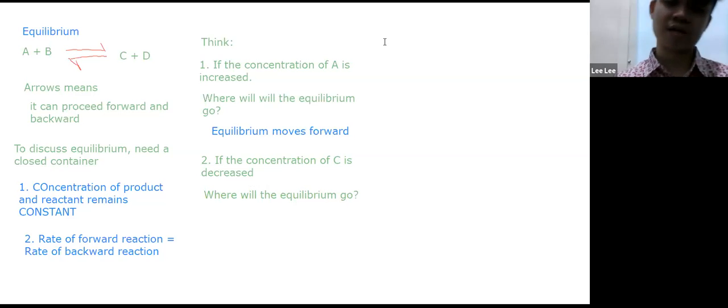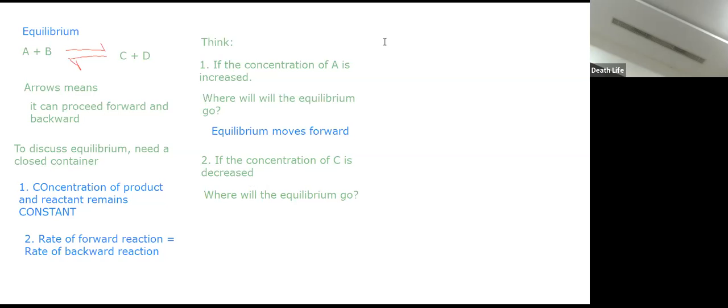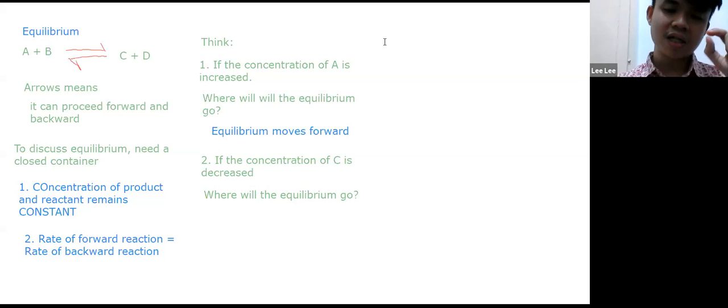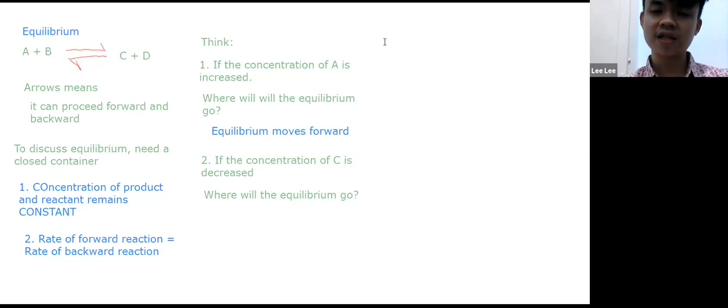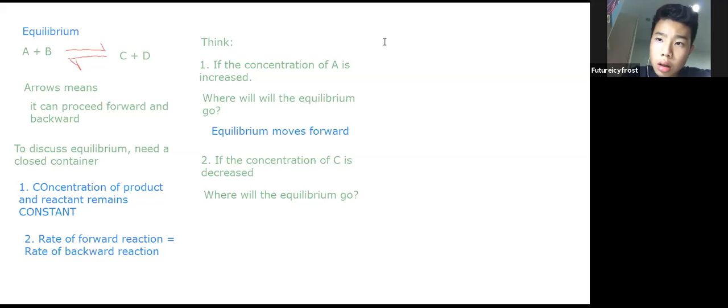Okay, now go to number 2 first. If you reduce the concentration of C, can you expect C and D to react to give you more A and B? No. Because you decrease the concentration of C, I cannot expect C to react with D. So what will react? A and B will react to give you C and D. So your equilibrium shifts right, forward. The equilibrium still shifts forward.